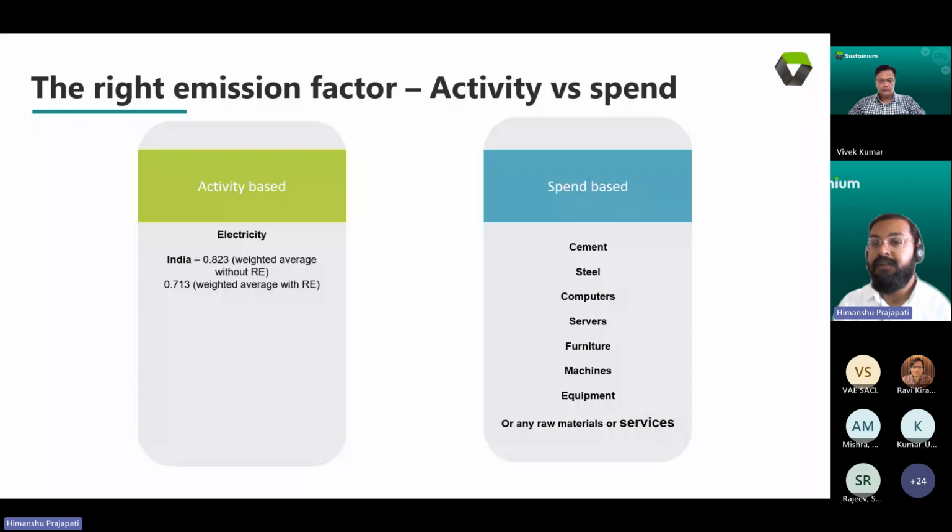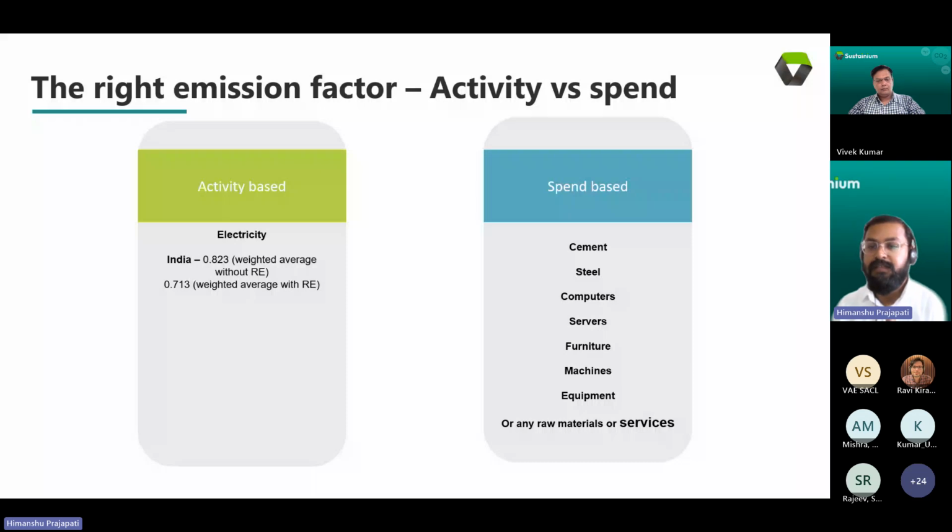For example, if you're buying cement, or steel, or computers, servers, furniture, machine equipment and others, or you're buying services, for example, environmental services from someone, all of these can also be calculated in terms of emissions, and the emission factors are available. The most common example is the US EPA. US EPA would tell you, if you're buying cement of this particular value, what the emissions related to that are.